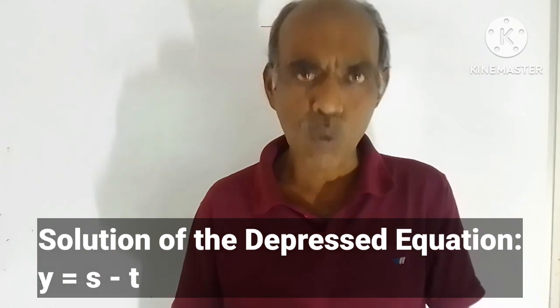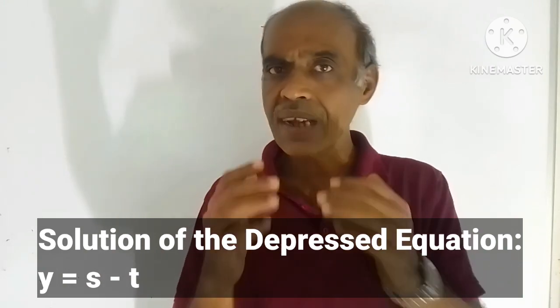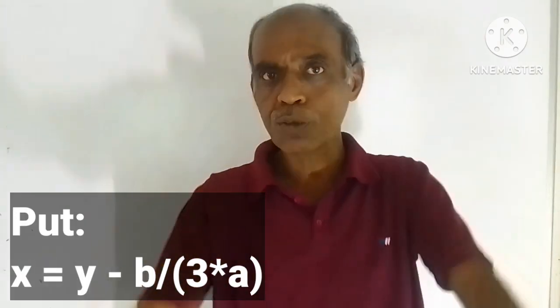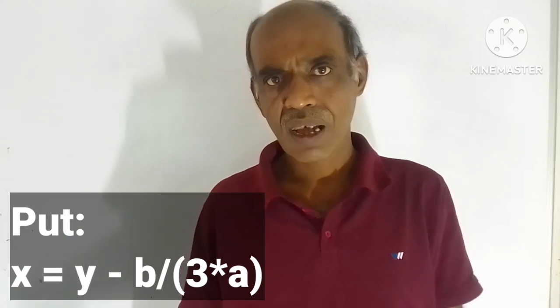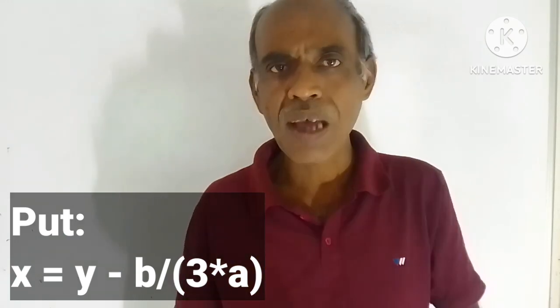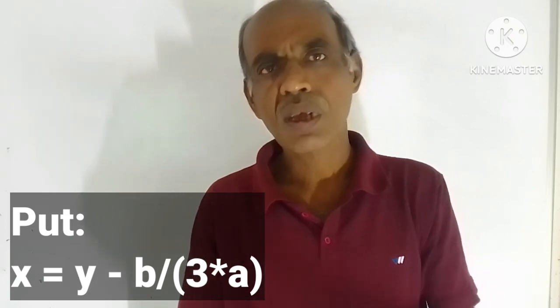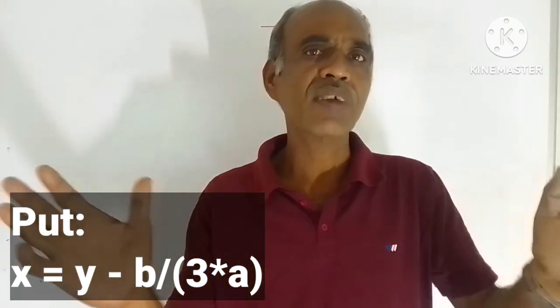After getting the value of y, you know that x was equal to what? Y minus b by 3a. Then in that expression for x, you put the value for y, and you will get the value for x. So that way the equation can be solved.